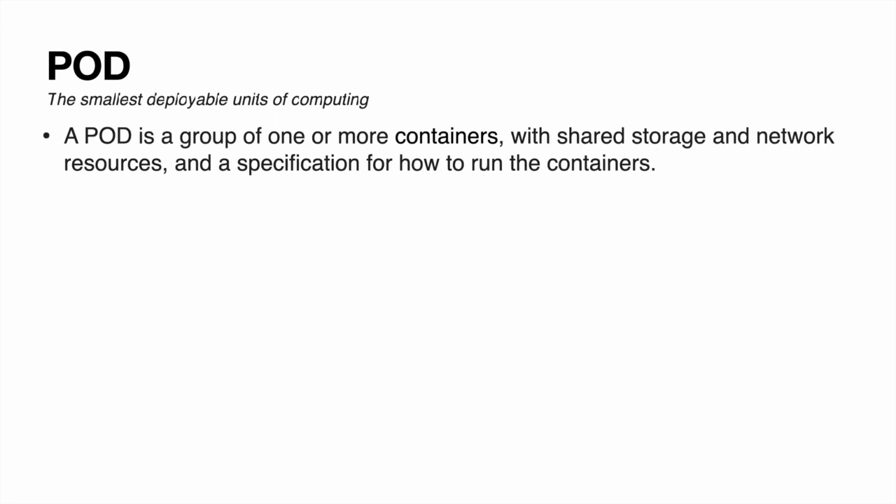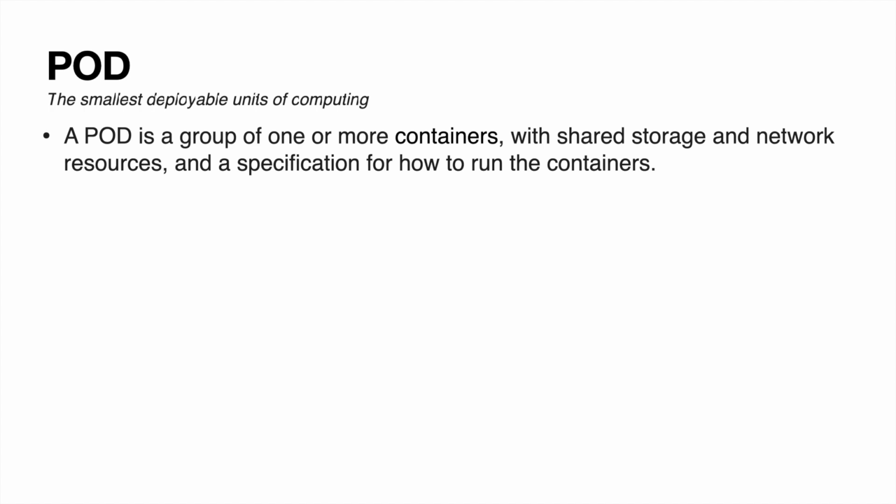Let's get started. So first, we look at pod, which is the smallest deployable units of computing. Pod is a group of one or more containers with shared storage network resources and a specification for how to run the containers. So pod is having possibility of having more than one container. Usually for application container, we'll have only one container in pod, but there could be multiple containers sitting in the same pod. But pod cannot span across nodes.